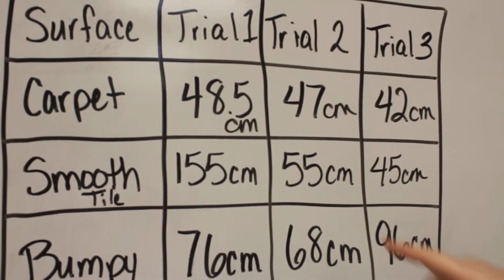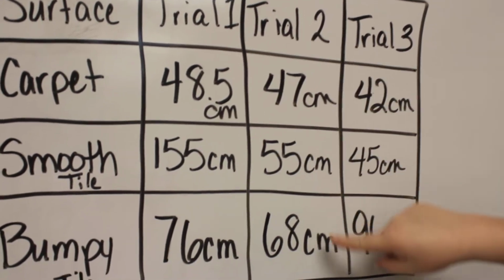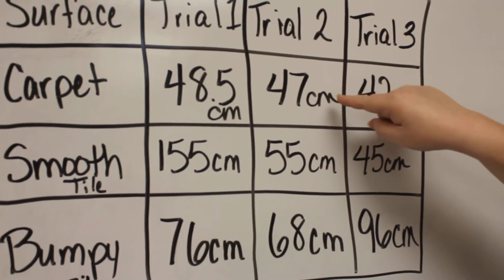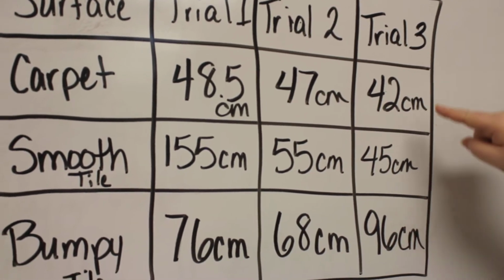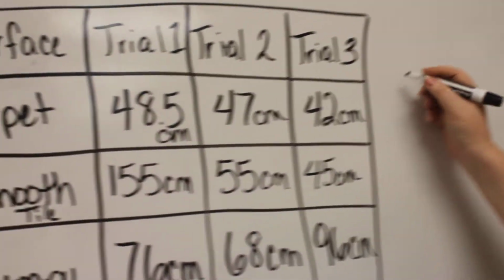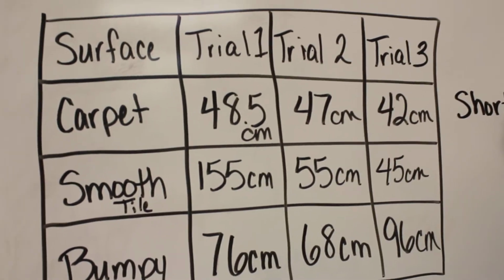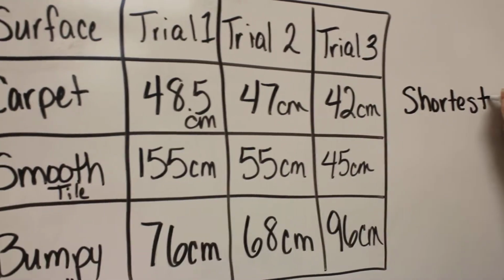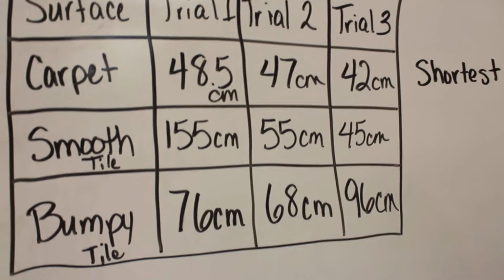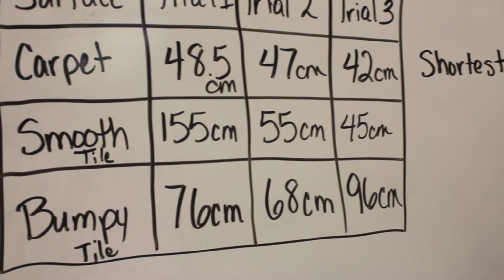Well, looking at our data, for trial 1, it was shortest on carpet. Trial 2, it was shortest on carpet again. Trial 3, it was shortest on carpet again. Okay, so this one had the shortest distance across the board. Now the question is, which one had the longest distance?